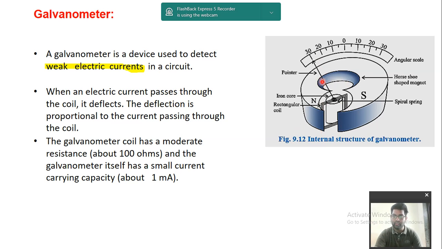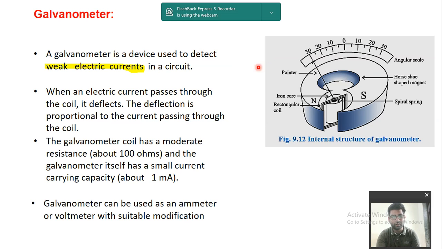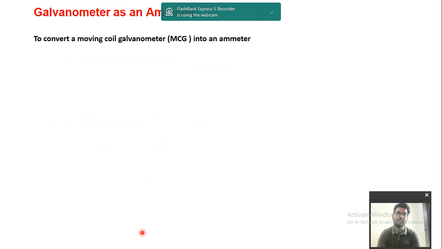And the second thing is that if I suddenly pass a high amount of current, then this pointer from 0 will suddenly come to 30, and it will strike there, so it may break. So these are the two conditions that can cause damage to the galvanometer. Now we will see how we use the galvanometer as an ammeter so that it can measure higher amounts of current. So a galvanometer can be used as an ammeter or a voltmeter with suitable modifications. Let us see what those modifications are.